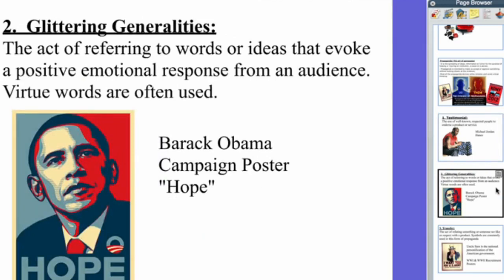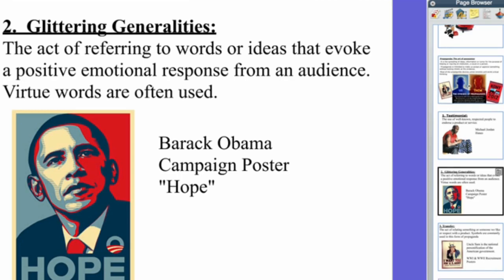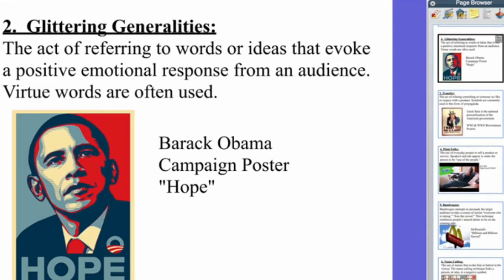Okay. Number two, glittering generalities. So this is when you have words or ideas that evoke a positive emotional response from an audience. And many times in glittering generalities, virtue words are used. So this was a campaign poster for President Barack Obama. He wasn't the president at the time. He was campaigning to be president. But the virtue word that was used was hope.